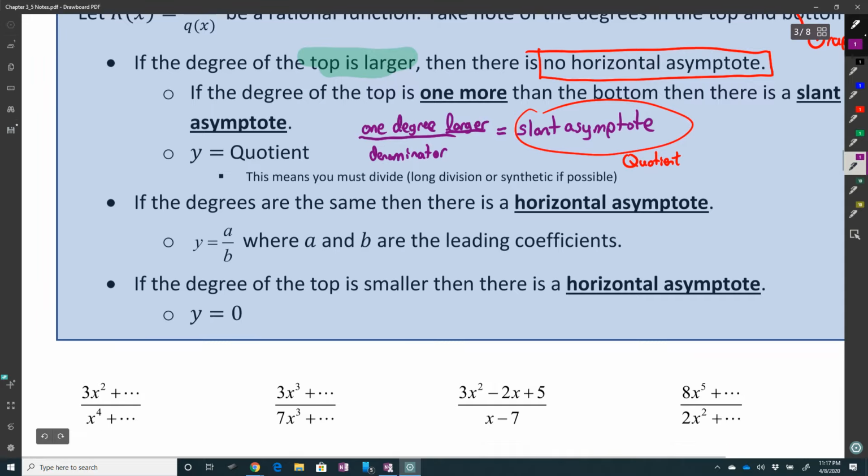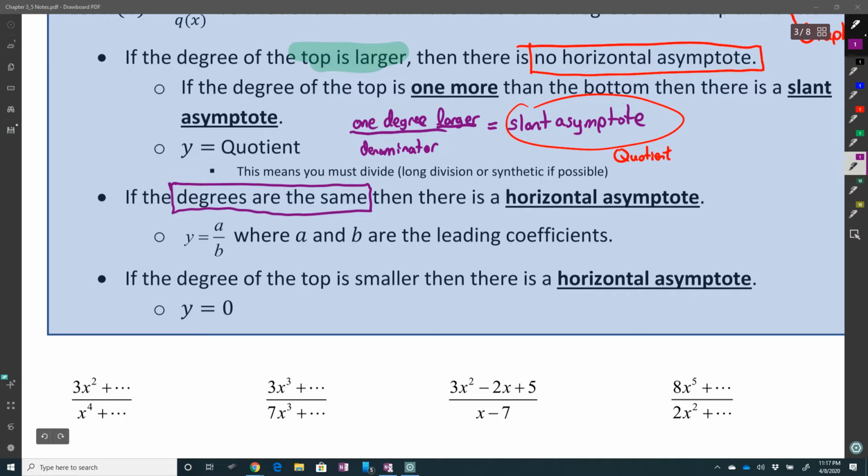Anyway, second and third bullets. If the degrees are the same, then the asymptote is just y equals a over b, where a and b are the leading coefficients of the top and the bottom. So again, I'm going to use these examples below to show that.